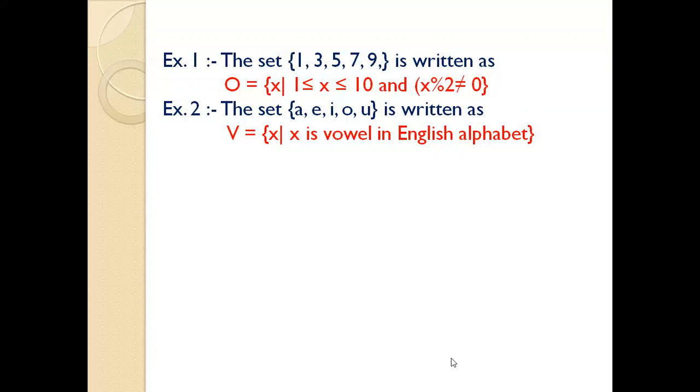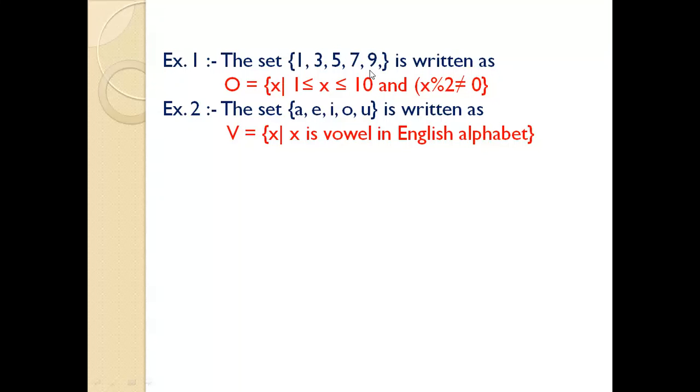Now we see examples of set builder notation form. First is the set 1, 3, 5, 7, 9. Now we have to write this in set builder notation form, so we have to find the property. So 1, 3, 5, 7, 9: basically it is greater than or equal to 1 and less than or equal to 10. It is the first property. Now we find another property. There is another property also: it is the odd numbers less than 10.